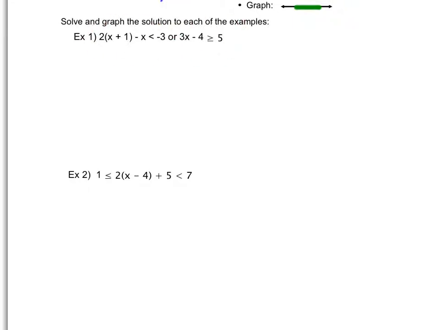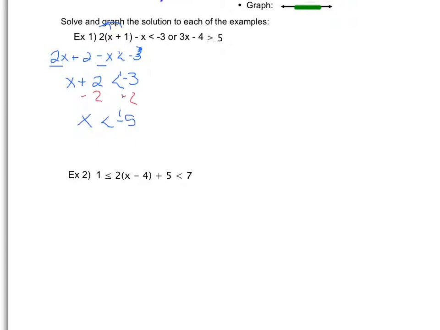So solving the one on the left, I first distribute, giving me 2x plus 2 minus x is less than negative 3. Combining like terms on the left side of my inequality, 2x minus x is x, plus 2 is less than negative 3. Now I can go ahead and get rid of the add or subtract by subtracting 2. And I end up with x is less than negative 5.